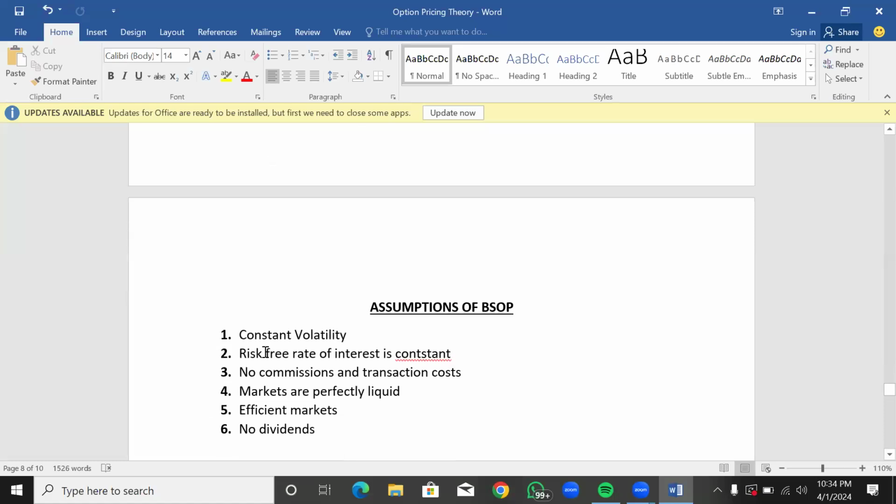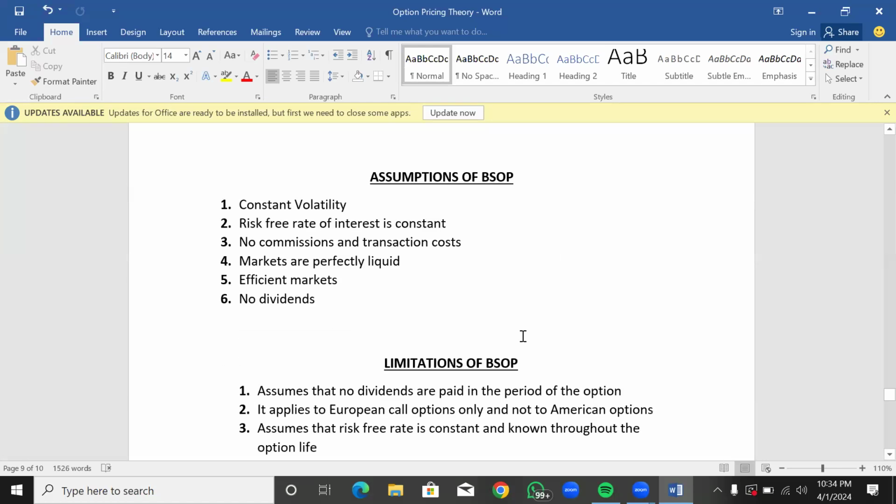So before we solve, there are some assumptions of BSOP. They used to ask this a lot. If they want to give 5 marks, assumptions and limitations. So these are the assumptions.